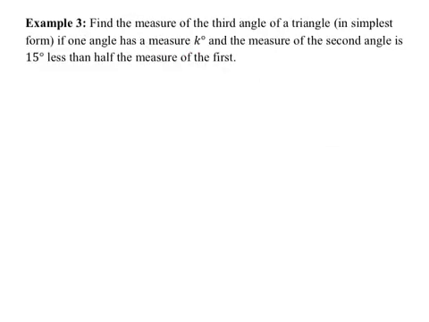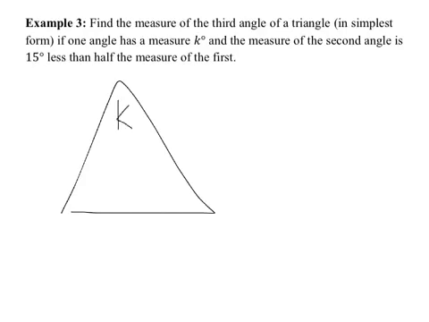Example 3. Find the measure of the third angle of a triangle in simplest form. If one of the angle measures is k, and the measure of the second angle is 15 less than half the first angle. So again, this means 15 less than half of the first angle. And we want to know the measurement of the third angle, which is this unknown variable.